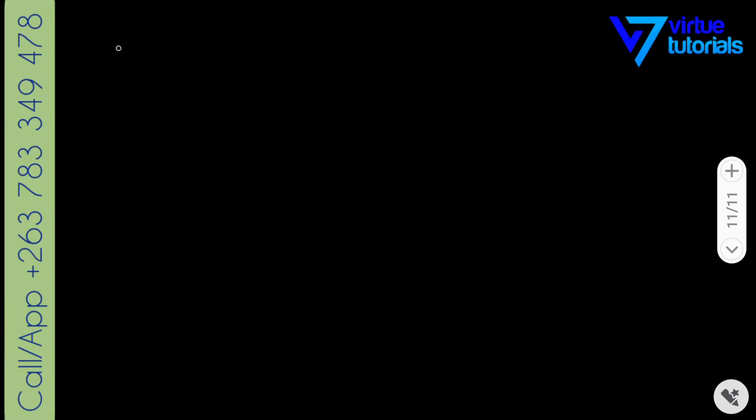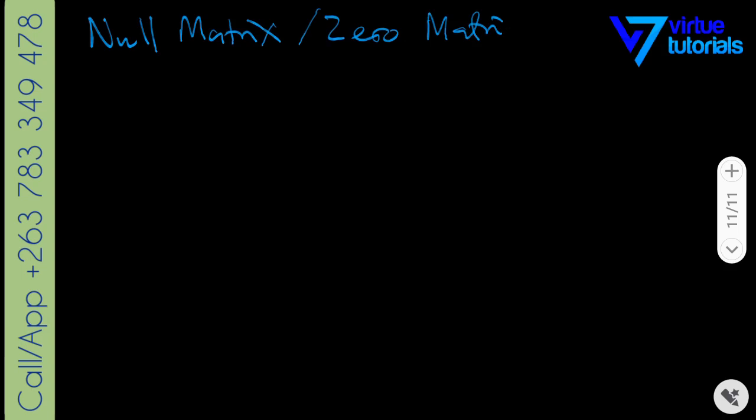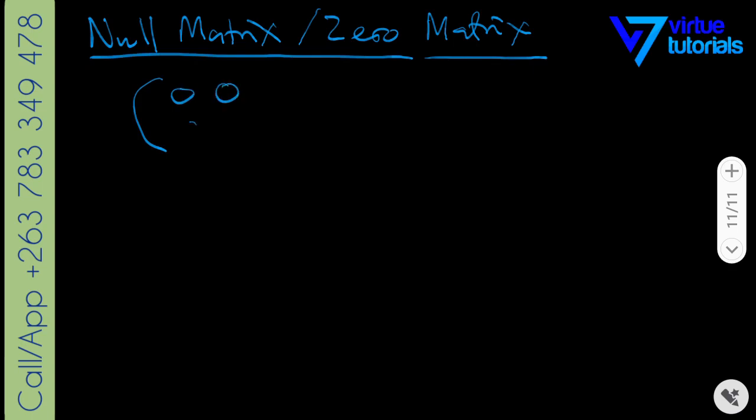Okay, so let's look at some special versions of 2 by 2 matrices, and we're going to start off with what we call a null matrix, also known as a zero matrix. Now, a null matrix or a zero matrix consists of zeros only, so it's 0, 0, 0, 0. That's a null matrix.